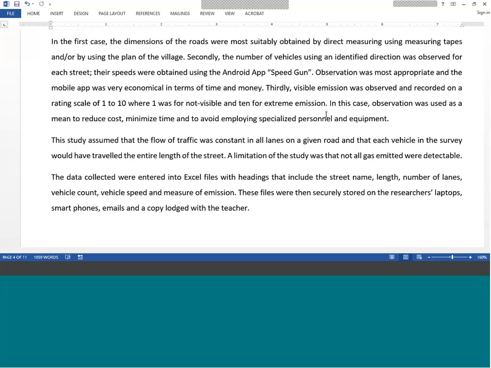The study assumed that the flow of traffic was constant in all lanes on a given road, and that each vehicle in the survey would have traveled the entire length of the street. The limitation of the study was that not all gases emitted were detectable with the naked eye. In fact, most of the emissions you cannot see with the naked eye. But given the trend in this particular community, where they have a lot of vehicles, you can see the smoke coming from the vehicles.